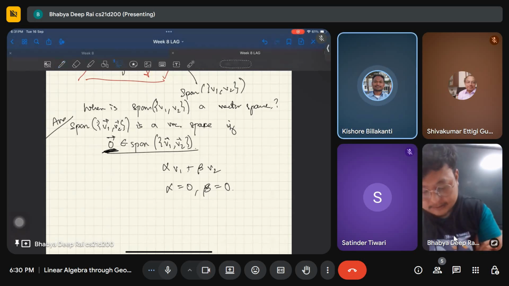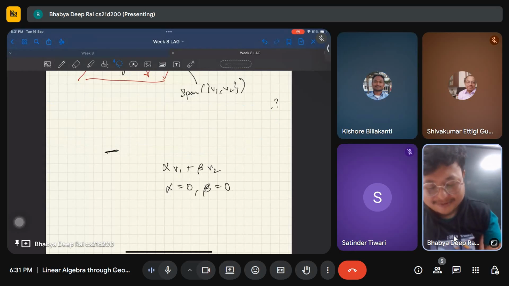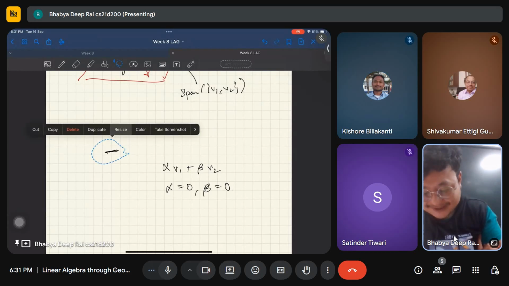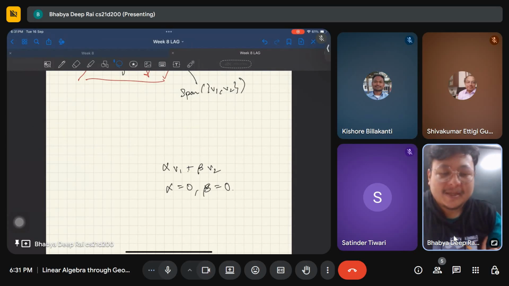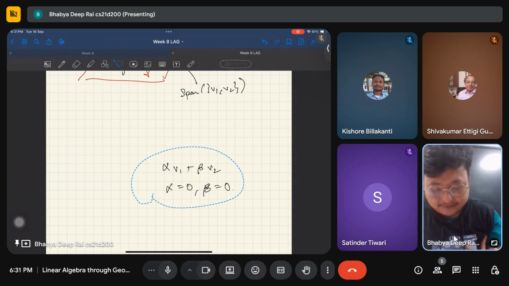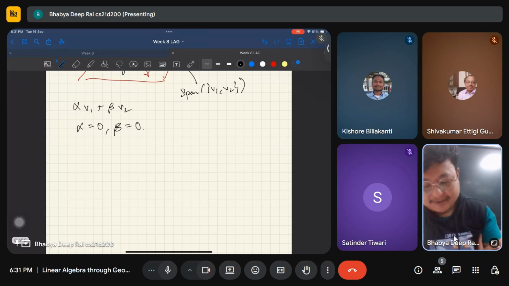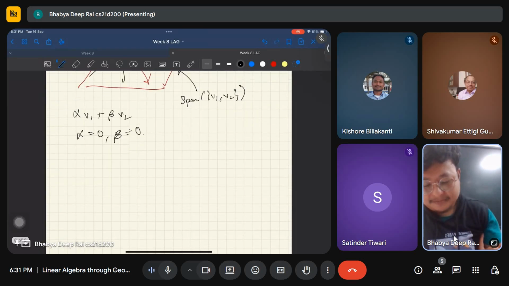To understand better, can we show it graphically? Yes, that was what I was going to do, that was the point of getting into this. Okay, I'll show you graphically. So you have this. It means the span is also a vector space.